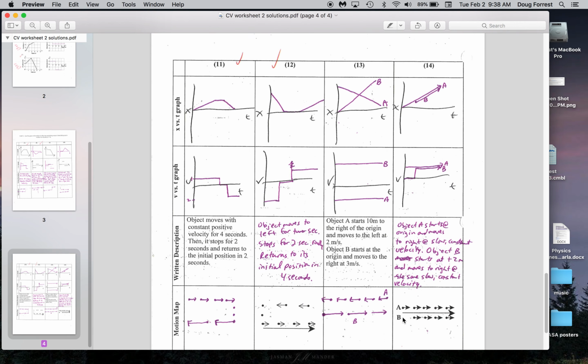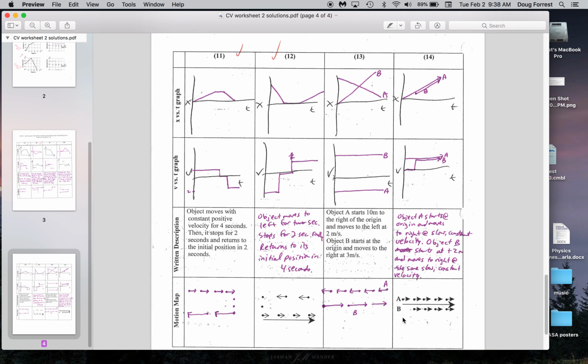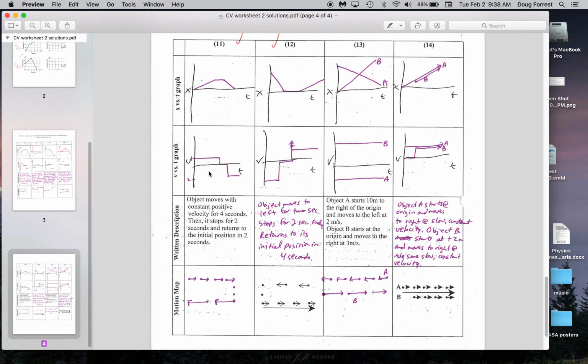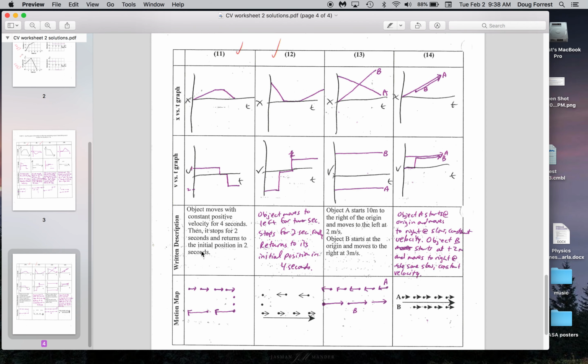For the last one here, I think these were kind of difficult for sure. They were somewhat challenging. What we end up having happen here is we've got an object with a description: moving with a constant positive velocity, then it stops, then it returns to the initial position in 2 seconds. So it's got to be moving faster in the last region than in the first region because it's taking 2 seconds to move the same amount of distance as we did in 4 seconds. So I went up here, low slope but positive slope, stopped, steeper negative slope. I end up at the same position as I started. Low positive value for velocity, zero velocity, more negative velocity.